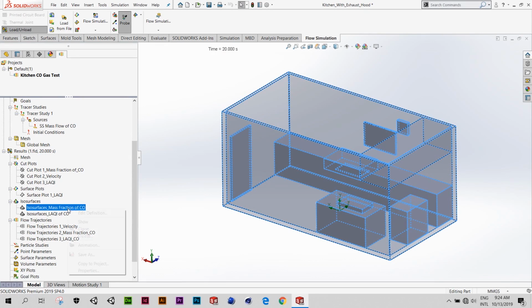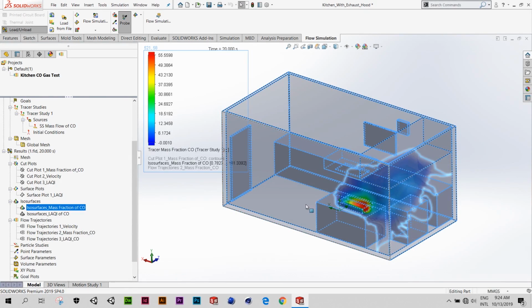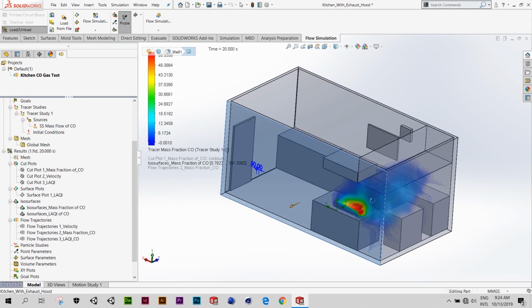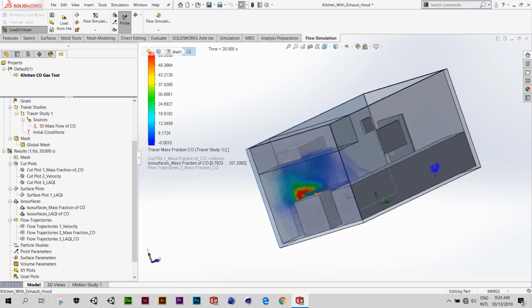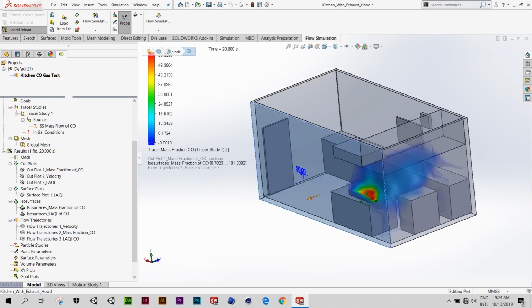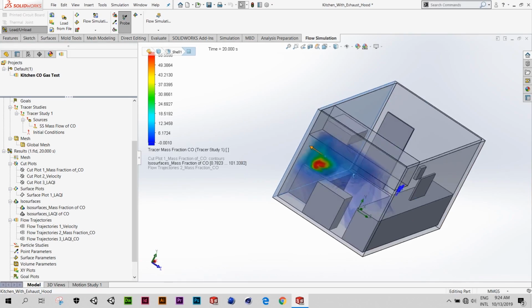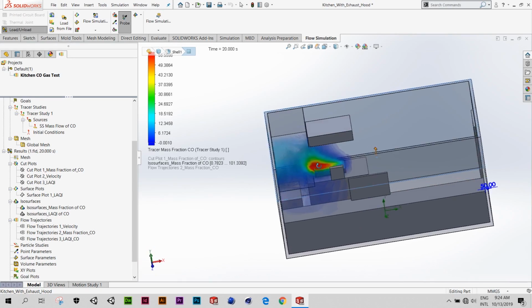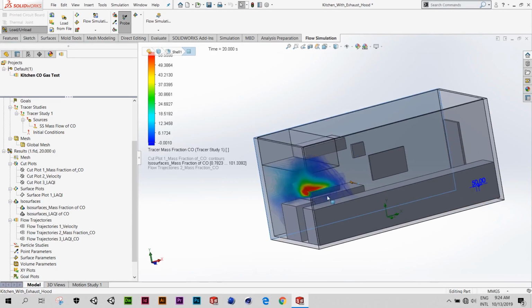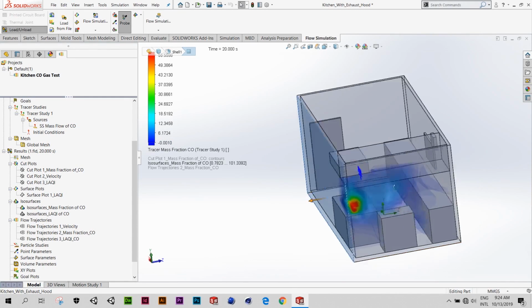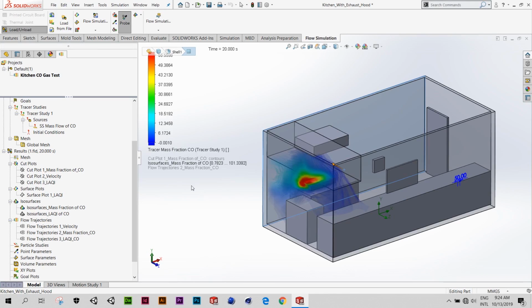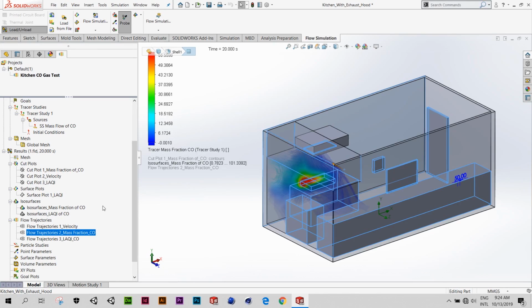I already opened this one. You see, this is where most of the mass fraction of carbon monoxide is located. This is how it goes. As you see, it is also better, so it's effective in removing. You see, the source is very high at this point as it emits, and then the farther it goes, it becomes less. So because of this exhaust, this is effective.